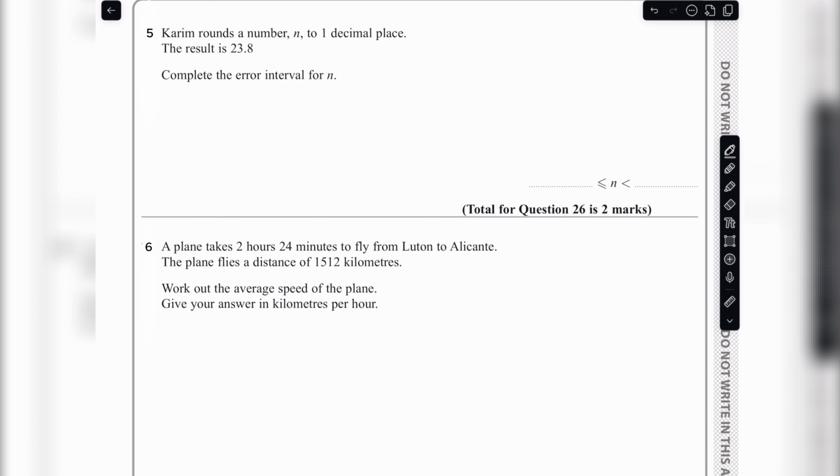In question 26, Karim rounds a number n to one decimal place. The result is 23.8.